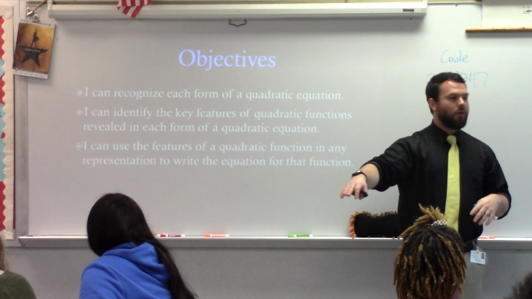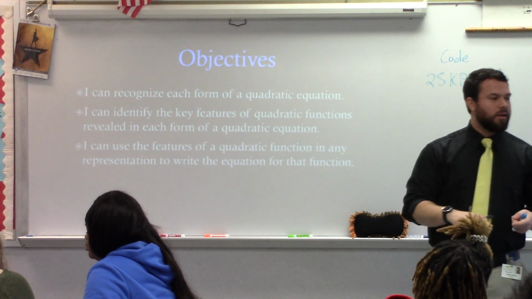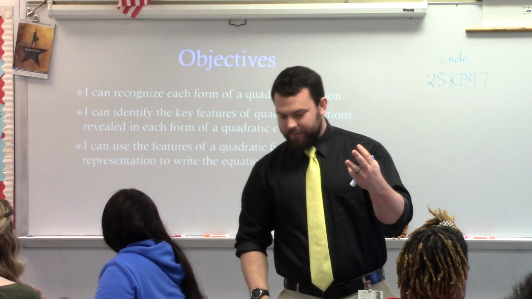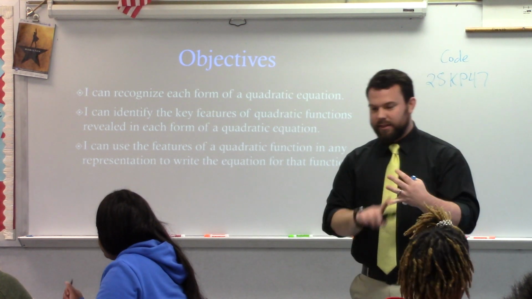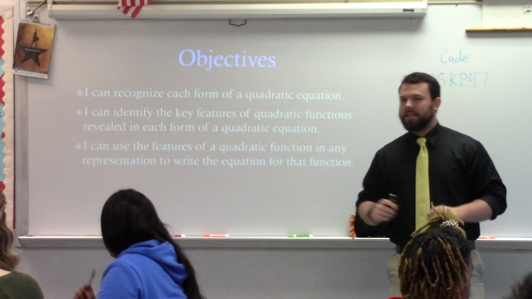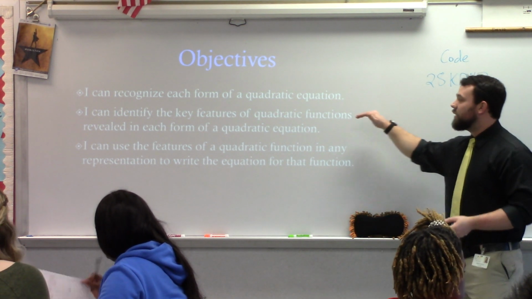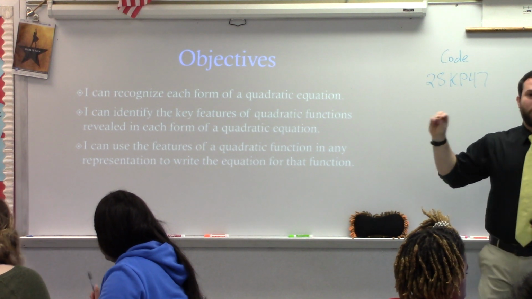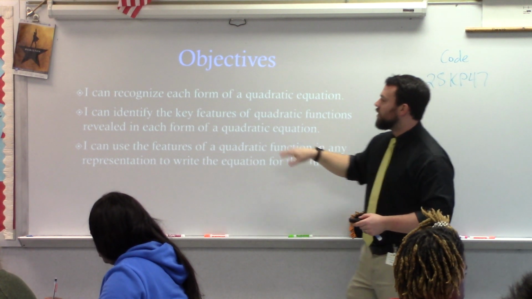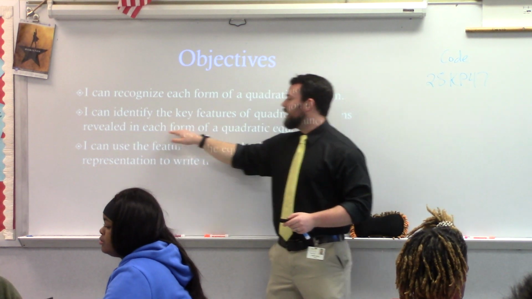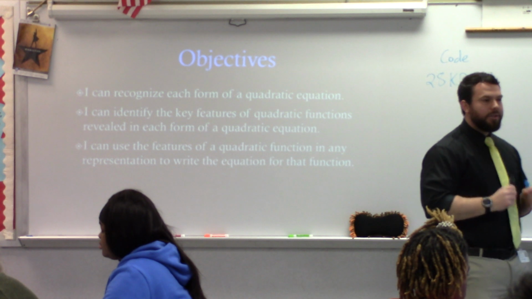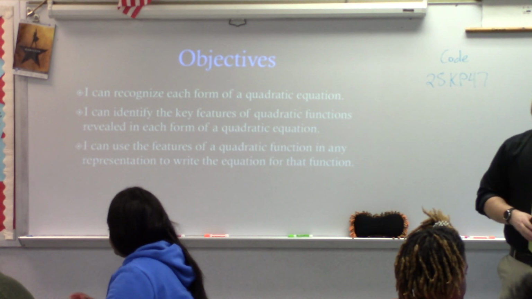But look at your graphic organizer that we were filling out yesterday. We got vertex, axis of symmetry, concavity, x-intercepts, y-intercepts. I think that's it, isn't it? Yeah, that's it. All right. So remember, we need to identify the key features, and I want you to pay attention to this. Not just the key features, but the key features revealed in each form of a quadratic equation. I need you to hear me very clearly on this.